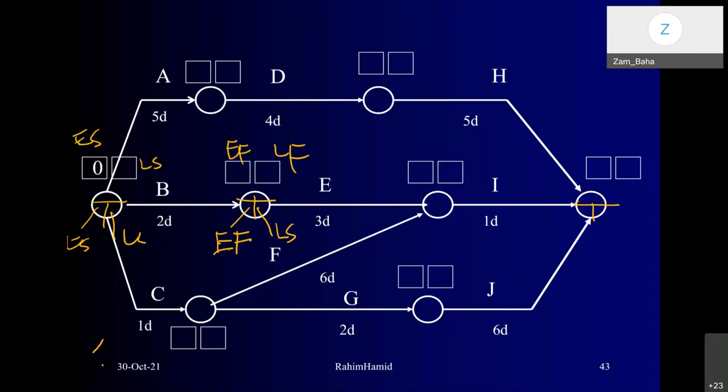Sorry, A, B, C can run concurrently, is it? Oh, yes. Doesn't matter.